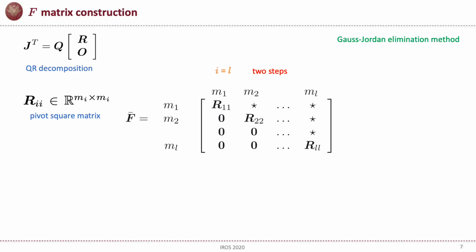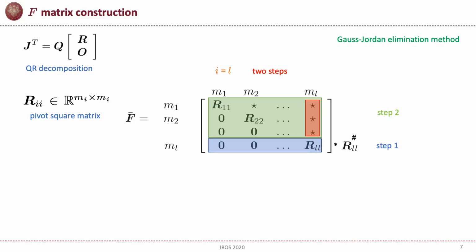As another example, for the last task L, the first step is to multiply the blue block of rows by the pseudo-inversion of its pivot matrix. Then multiply the red block by the modified blue one and subtract the result from the green block of rows. Finally, the desired TPM matrix F is the transpose of the modified matrix bar F.